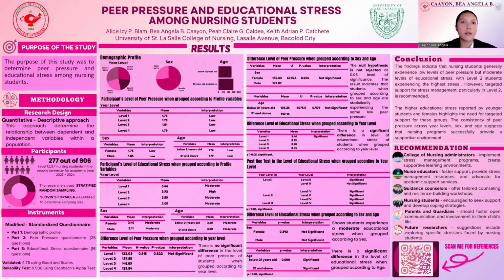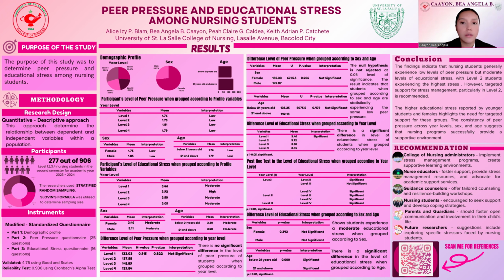For the different level of educational stress when grouped according to sex and age, for the sex, it indicates that students of both sexes have statistically the same experience of having a moderate educational stress. For the age, there is a significant difference in the level of educational stress: students below 21 years old are experiencing more educational stress compared to those 21 years old and above.